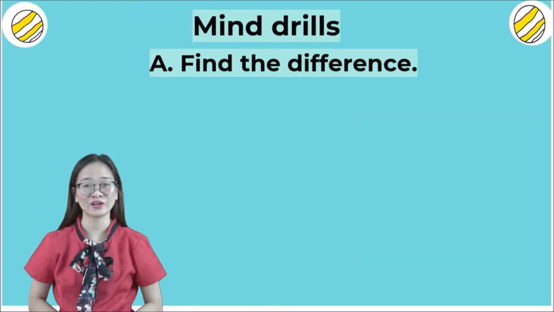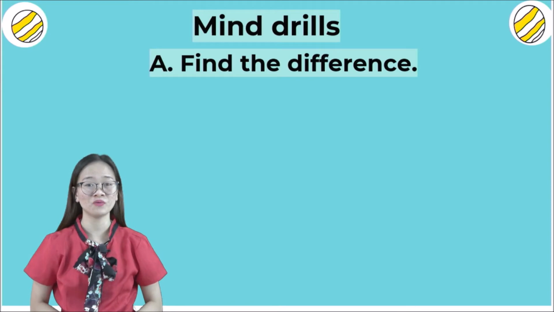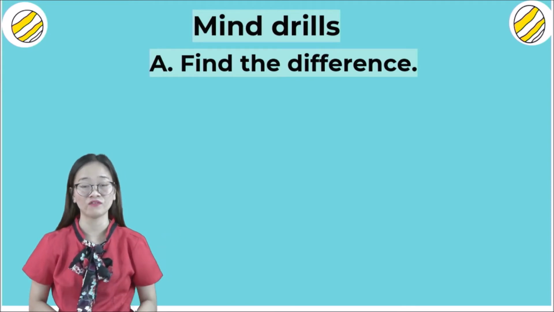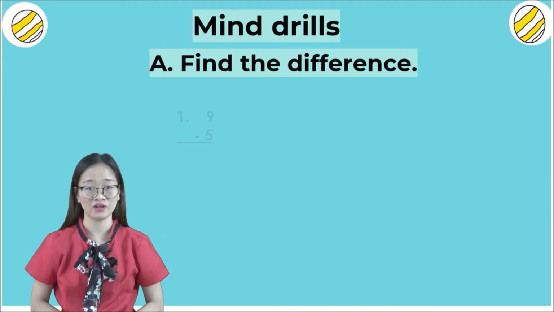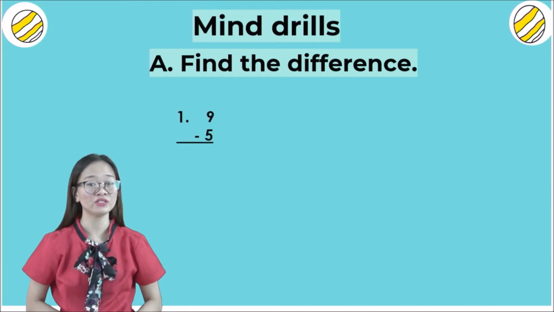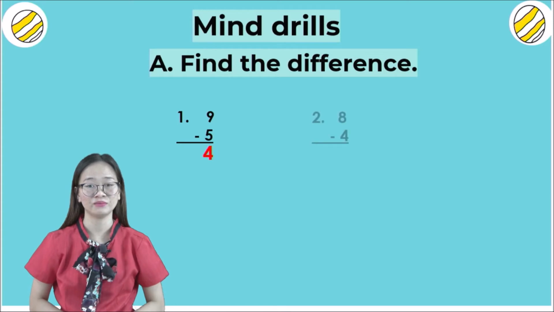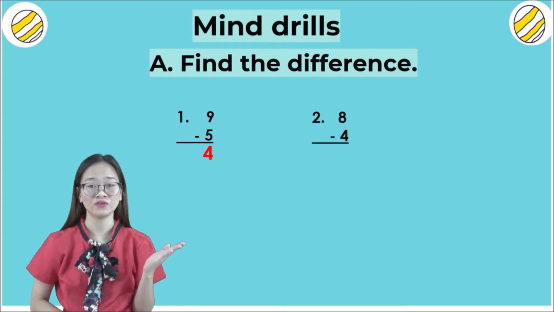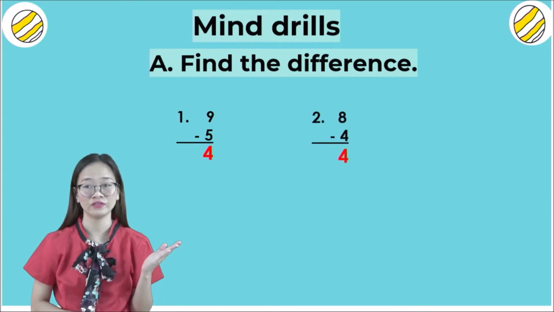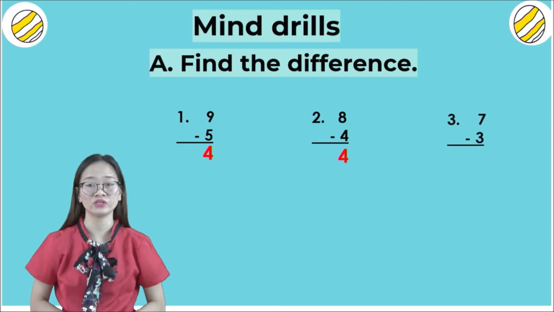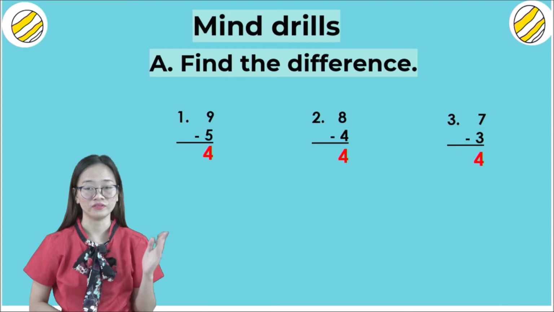Okay, so let's start. So let's answer your book. So we will start with the mind drill. So letter A, find the difference. Okay, so we have number 1. 9 minus 5 is equal to 4. Okay, next. Number 2, 8 minus 4 is equal to 4. Next, number 3, 7 minus 3 is equal to 4.